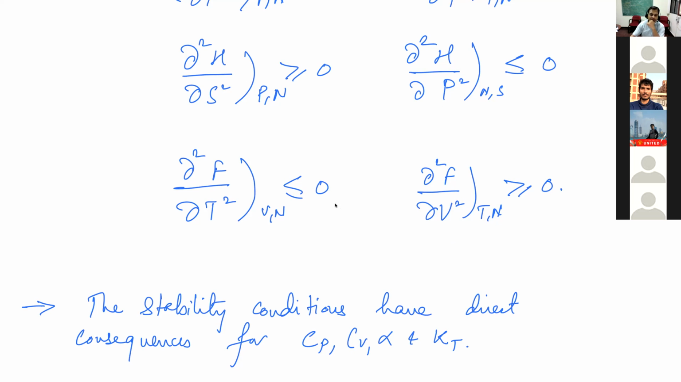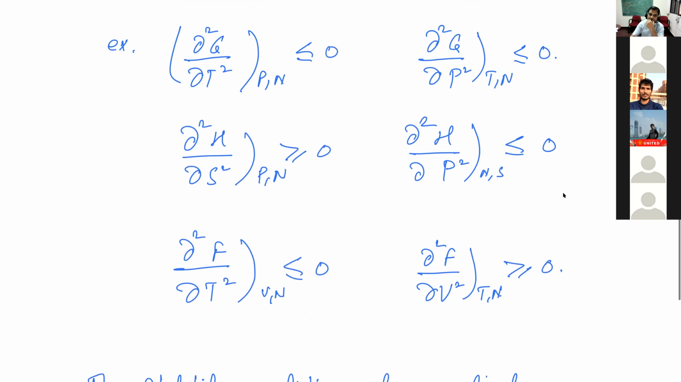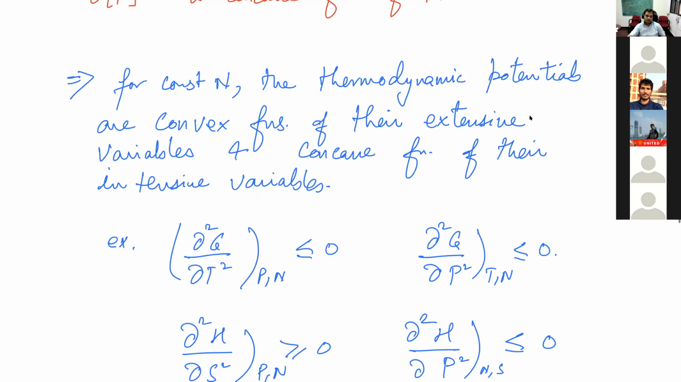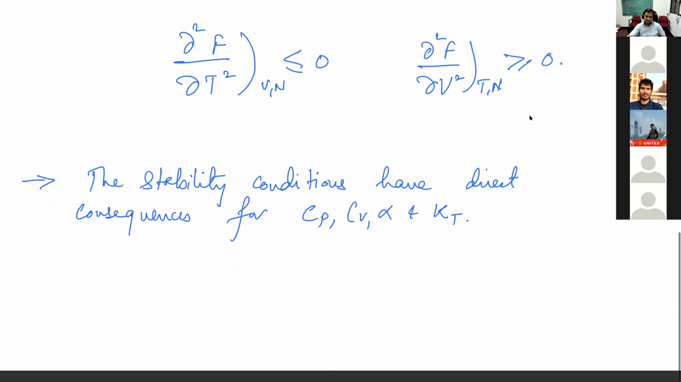Similarly, for the Helmholtz free energy, ∂²F/∂T², which is an intensive variable, should be negative. But ∂²F/∂V², which is an extensive variable, behaves like the energy relation, and that is greater than or equal to 0. And now for the Gibbs free energy, we have both of the variables as intensive variables, right? So ∂²G/∂T² should be less than or equal to 0, and ∂²G/∂P² should also be less than 0. So that's the stability condition in terms of all of these different potentials.